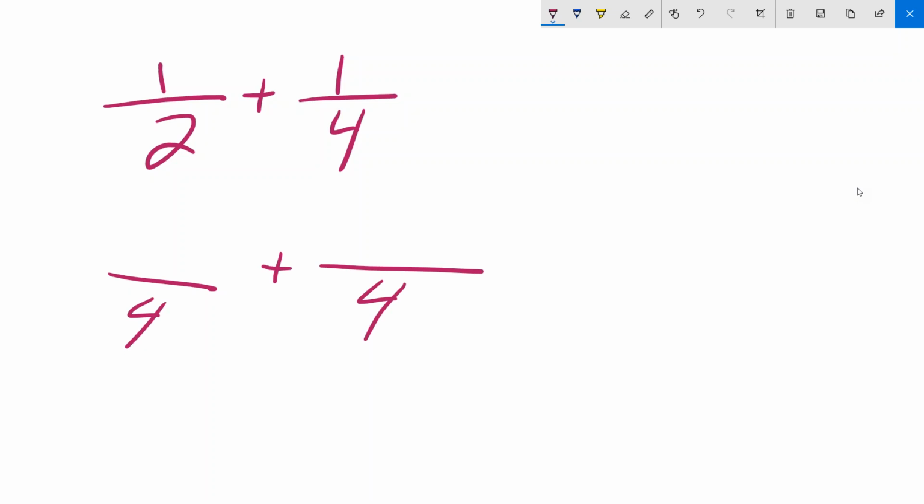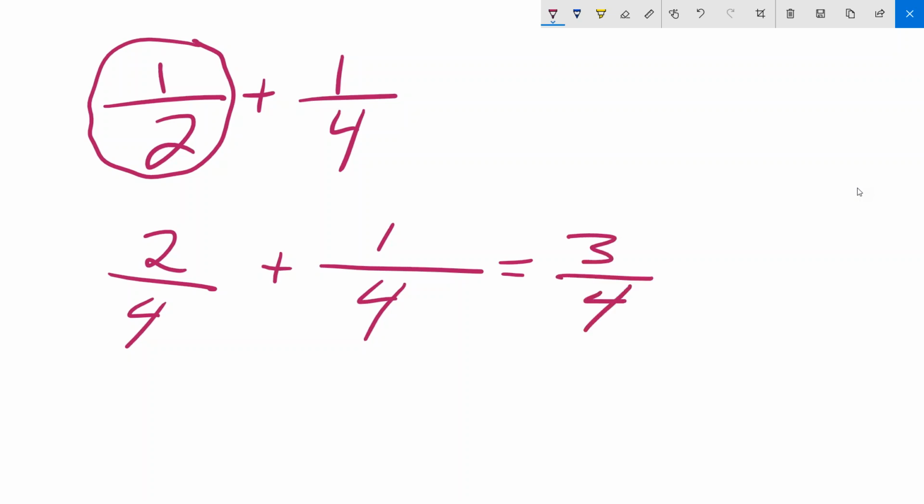Okay. How many fourths is 1/2? In other words, we have to turn that into fourths. It's 2/4, right? Okay. This started as 1/4, didn't change it. Now what's the answer? 2/4. No, wait, 3/4. Okay.